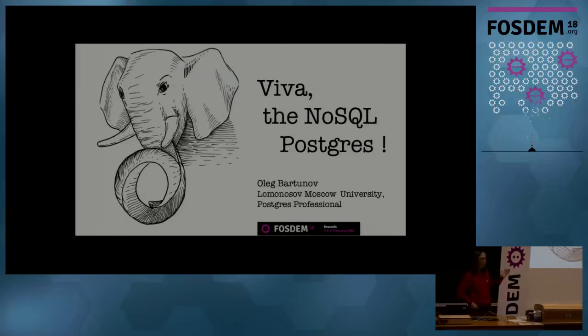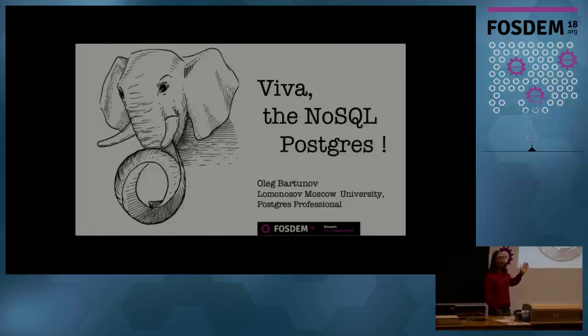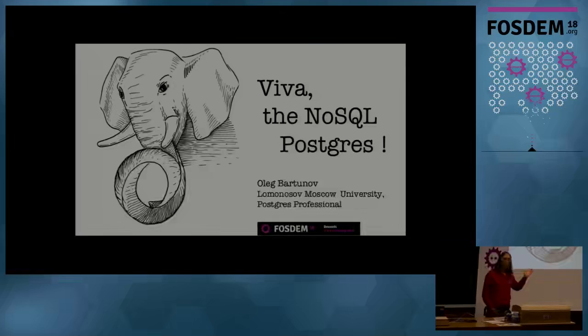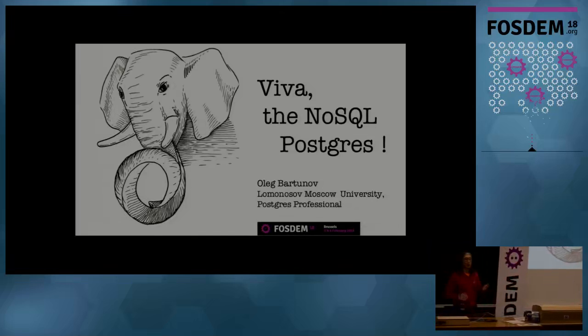Do you know that the elephant is the totem animal of Postgres? And the trunk here denotes the infinity torus, which is a sign of JSON. So this picture means that Postgres meets JSON. JSON is a main part of NoSQL.